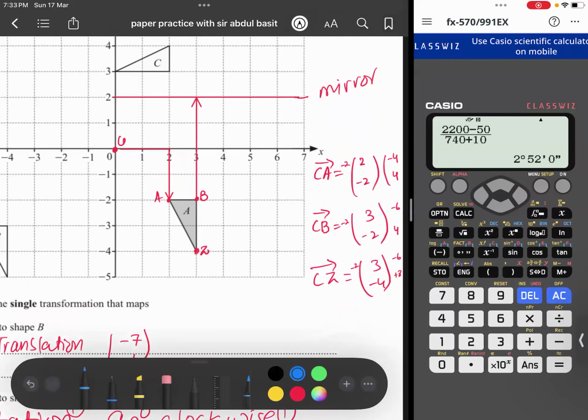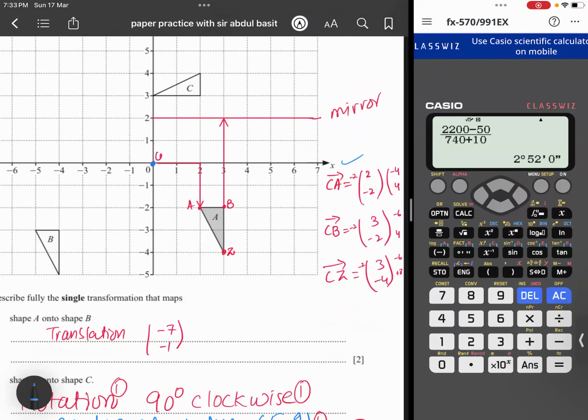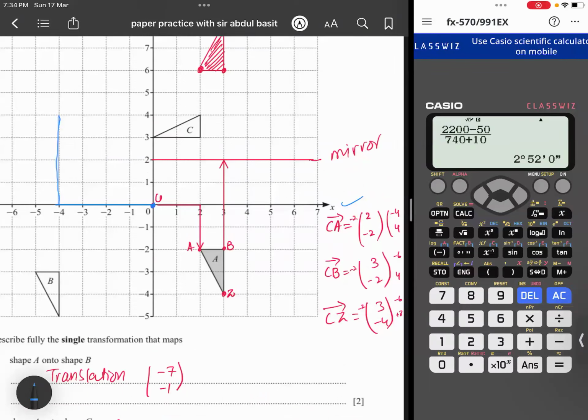Now please pay attention. This point is my center. A point would be 4 towards left and 4 up. So 4 towards left, 1, 2, 3, 4, and 4 up. Let me mark this point and write here A prime. So that is my A prime.